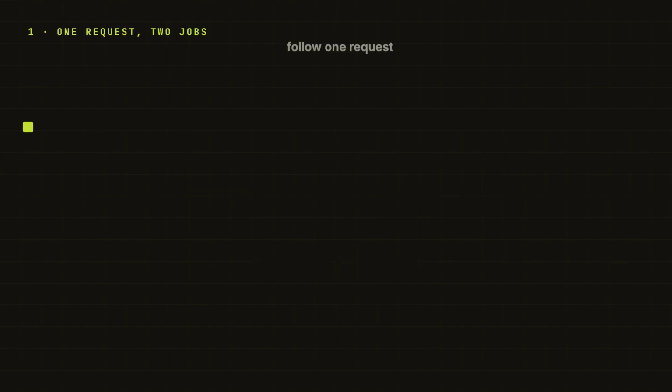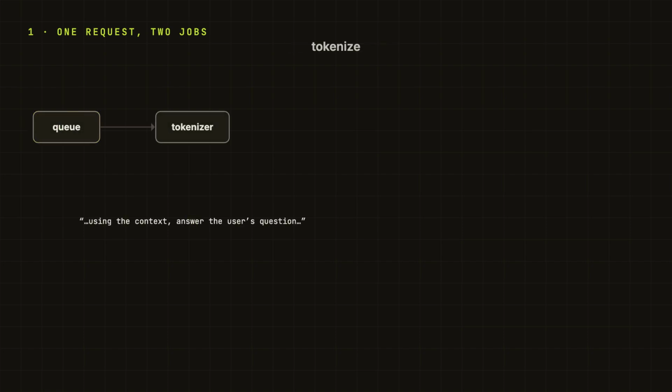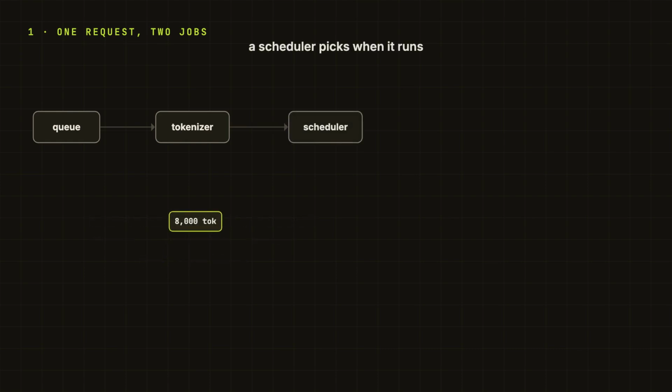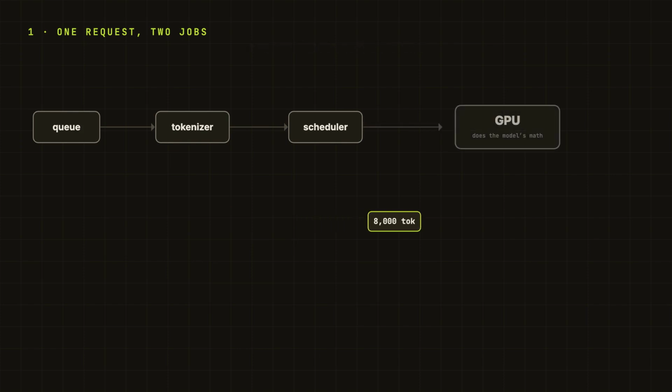Okay, so let us follow that one request in. First, it sits in a queue. Then it gets tokenized. The text is broken into tokens, the little pieces the model actually reads. Our RAG prompt with 20 chunks and the history, let's say that is around 8000 tokens. And then a scheduler decides when it runs on the GPU, the graphics processing unit, the chip that actually does the model's math.